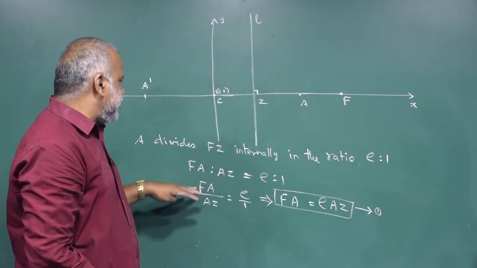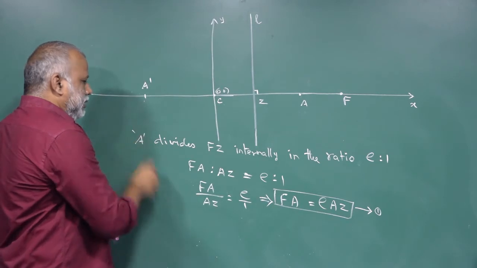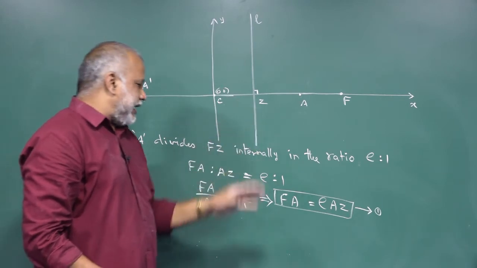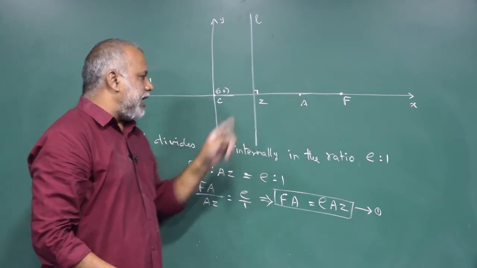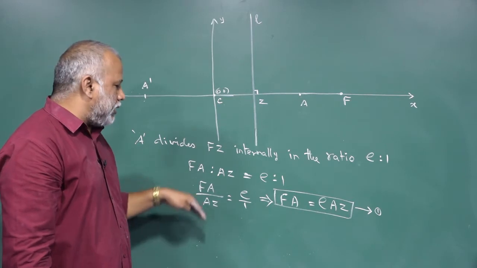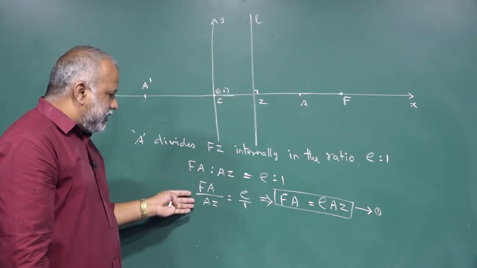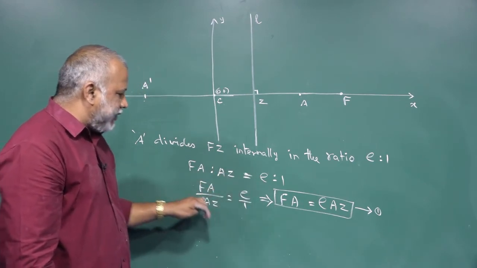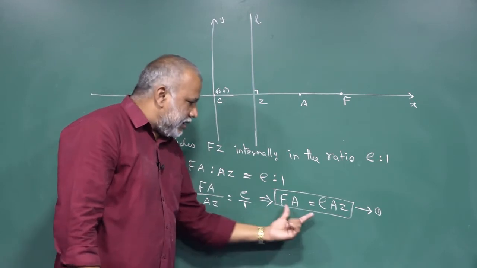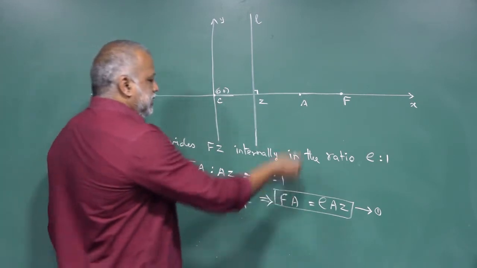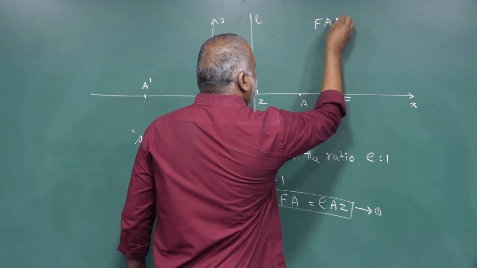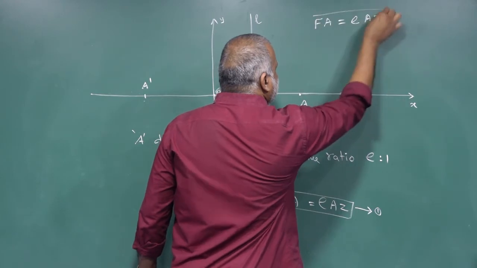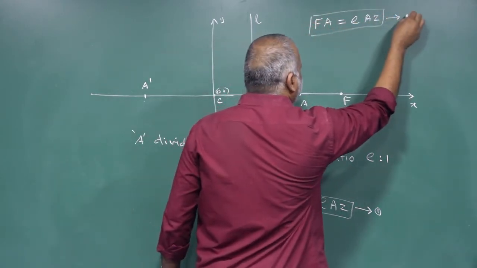See the explanation. A divides FZ internally in the ratio e is to 1. Therefore, FA ratio AZ equal to e is to 1. Ratio is nothing but division, so FA divided by AZ equal to e by 1. Cross multiplying, you get FA equal to e times AZ. We are able to derive equation number 1.